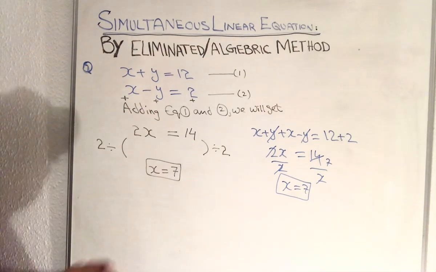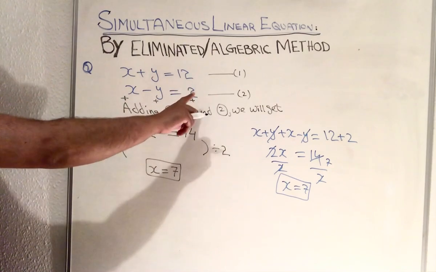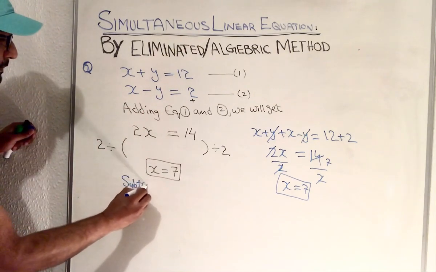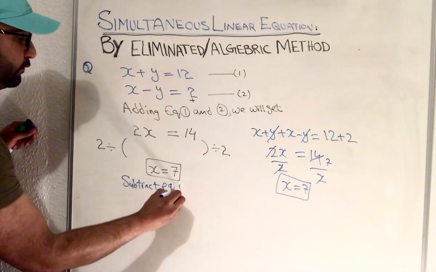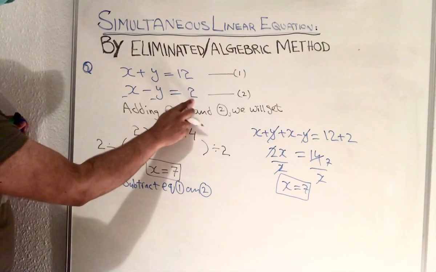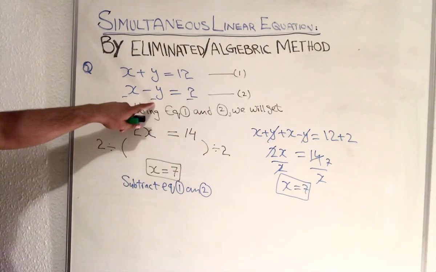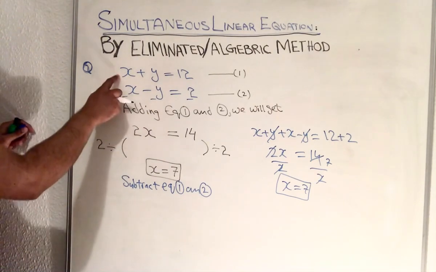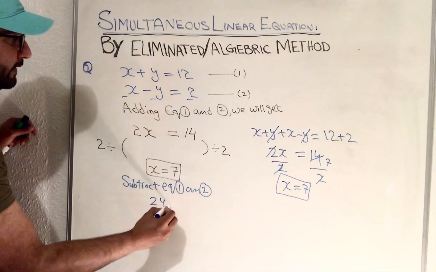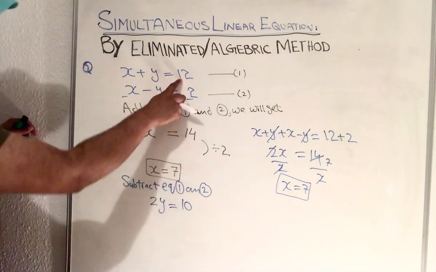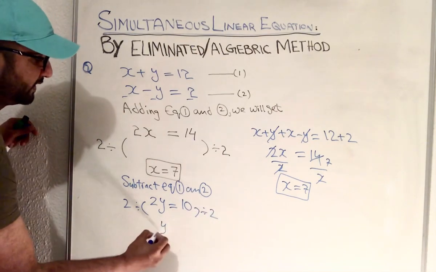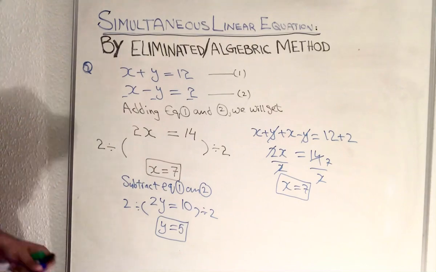Secondly, now we have the value of x. When you subtract, the signs will change. Now we can subtract equation 1 and 2. When you subtract, that sign changes, that sign also changes. Minus minus becomes positive, x minus x cancels, and y minus minus y gives you a plus sign, so that becomes 2y equals 10, because 12 take away 2 is 10. Divide by 2, so y is equal to 5. This is the value of y.